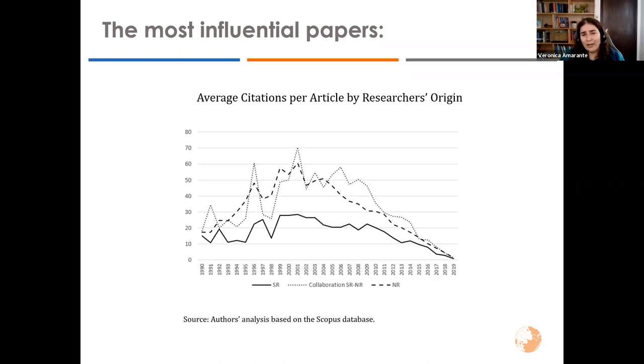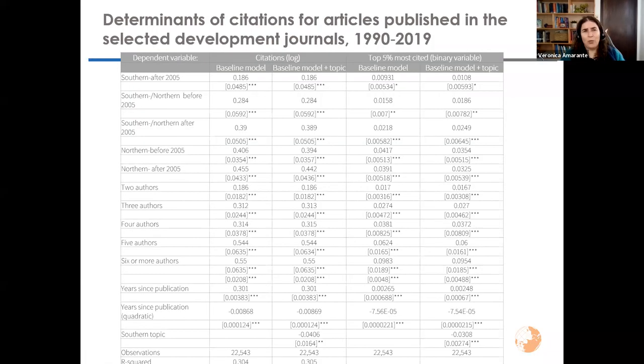But then what we have is a mixed picture between articles written only by Northern researchers and articles written by Northern and Southern researchers. As you see, it seems that after 2005, even those articles written in collaboration by Southern and Northern researchers tend to get more citations. So what we did to try to disentangle this situation is we ran some very basic regressions.